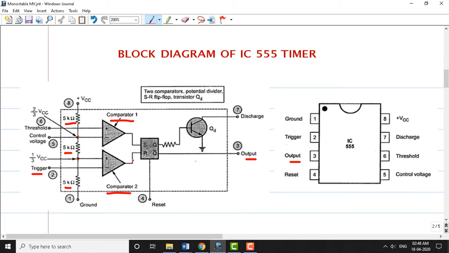Reset is nothing but something we can apply here. This is usually pin number 4. Pin number 5 is the control voltage. We have already seen this control voltage, which is here. That is pin number 5.